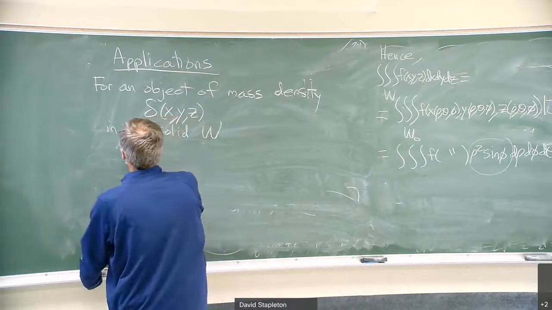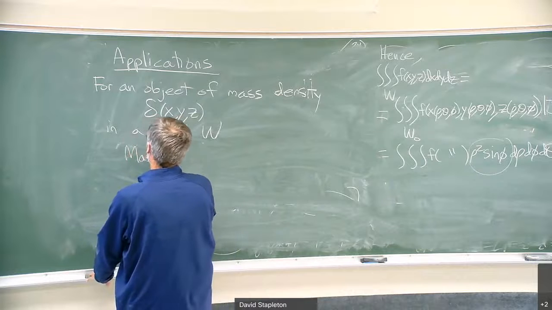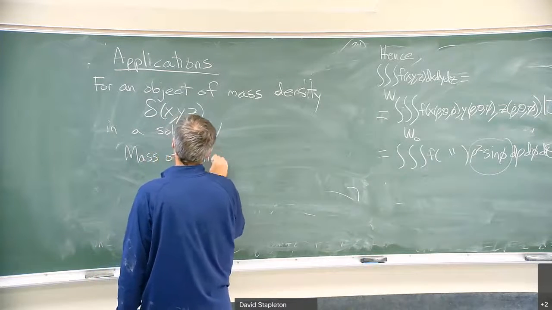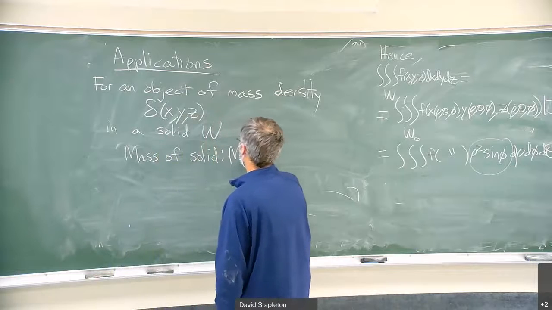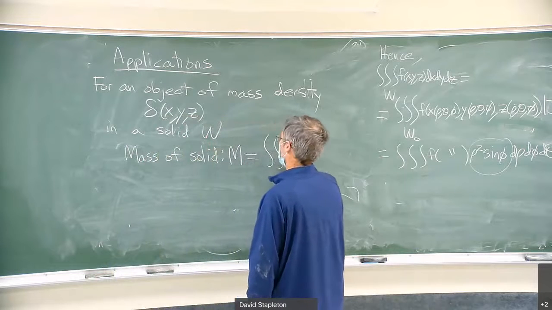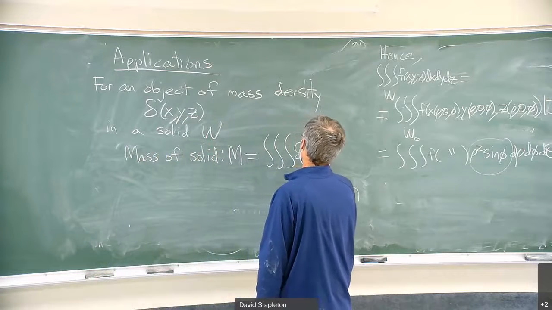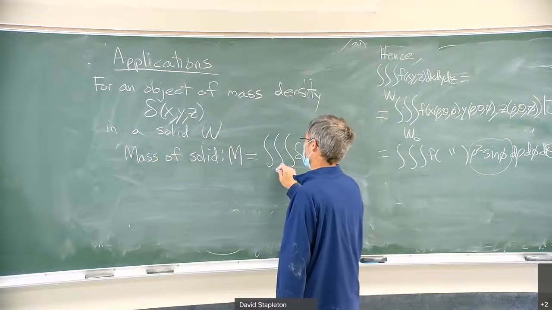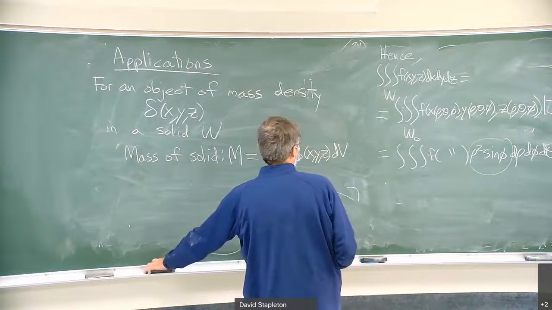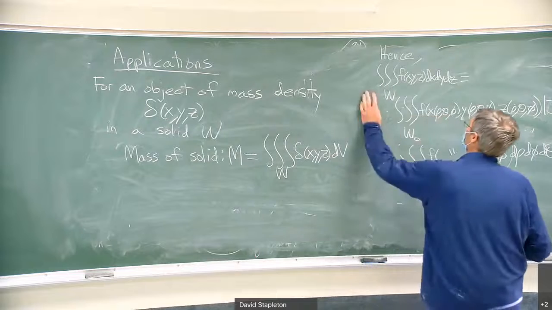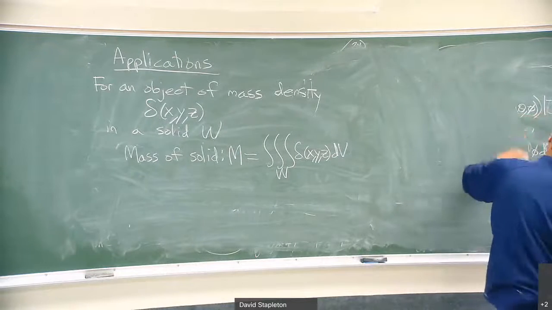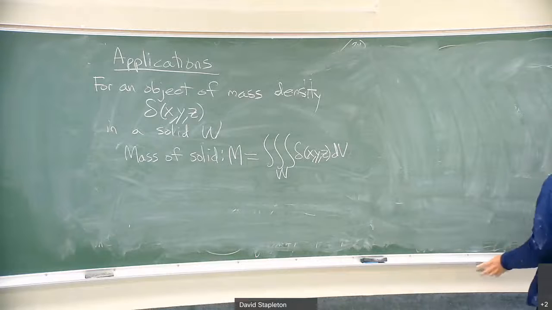The total mass of a solid, M, is going to be the triple integral of the density function delta of x, y, z dV integrated over the solid. So if you've got a solid that's not nice in rectangular coordinates, you can switch it to some other coordinates where it is nicer. Cylindrical, spherical, or your own designer coordinates.